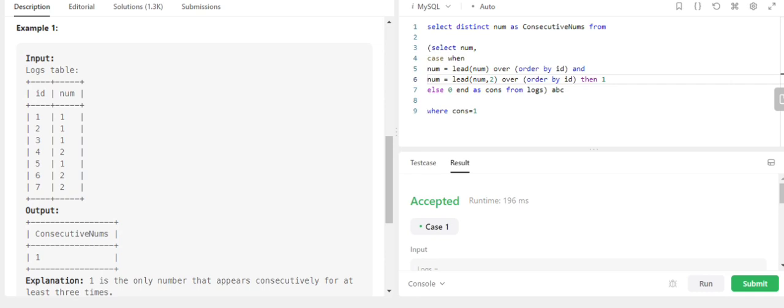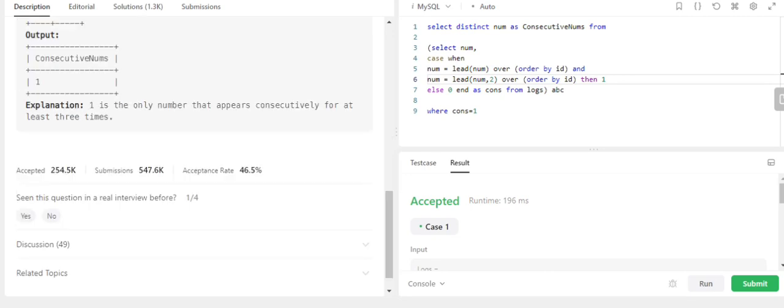Now using this subquery, what we are trying to do is get the distinct num values present in this particular table where cons equals 1. So if we have any number with cons value equal to 1, that means its next number and next-to-next number are the same as num. In that case we will call it a consecutive number, and this is how we can solve this.